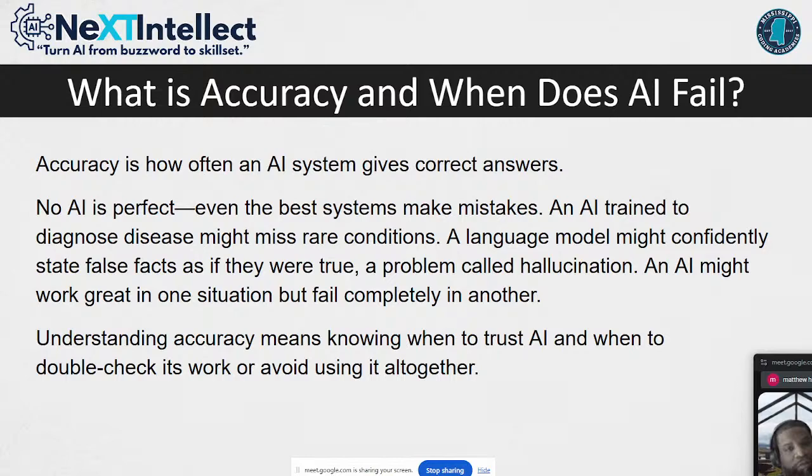So just note, if it was one trained to diagnose diseases, it might miss a rare condition, right? That it's never seen before, that doesn't have as much, like you said, peer review on it. Maybe there's not as much research. A language model might confidently state false facts as if they were true. I've seen this in ChatGPT, and that's called a hallucination.